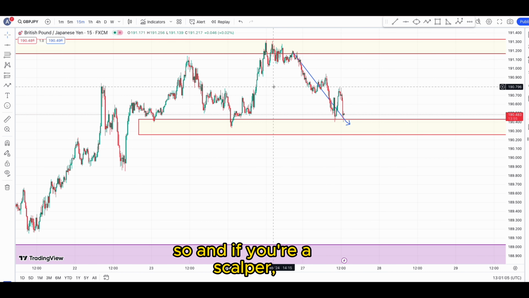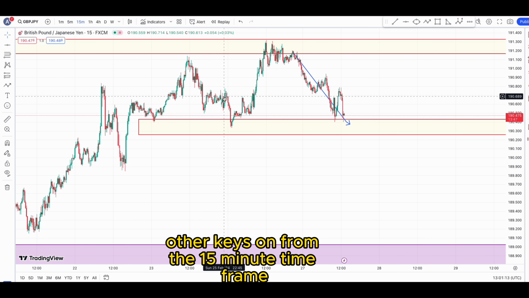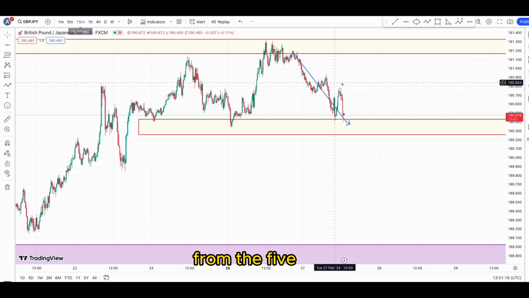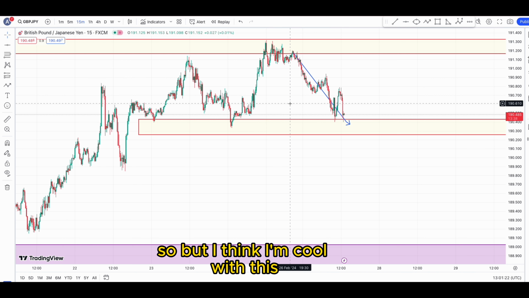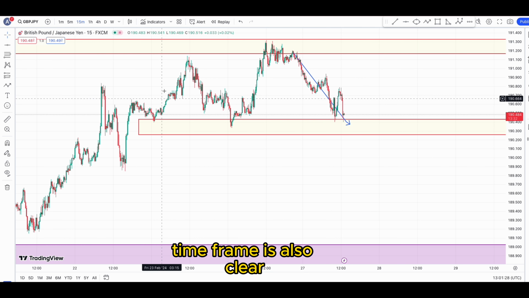And if you are a scalper, you can mark other key zones from the 15-minute time frame and take your entries from the 5 minute time frame. But I think I'm cool with this. And taking my entries from the 15-minute time frame is also clear.